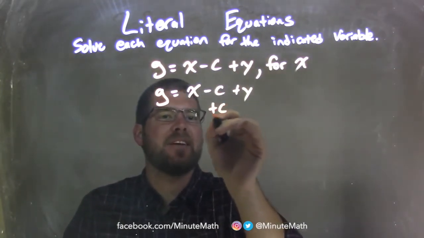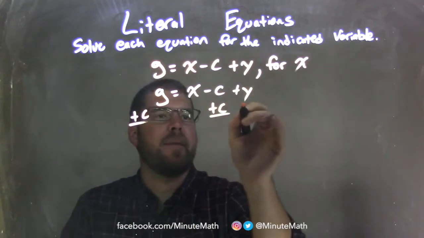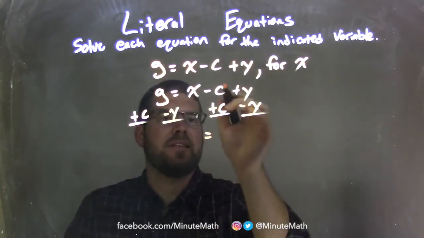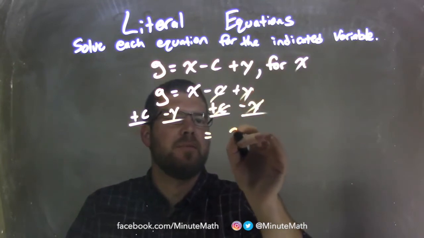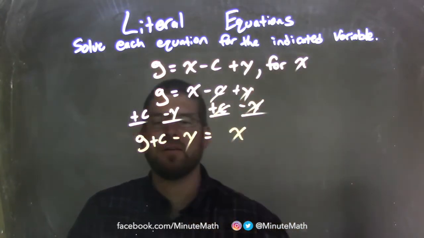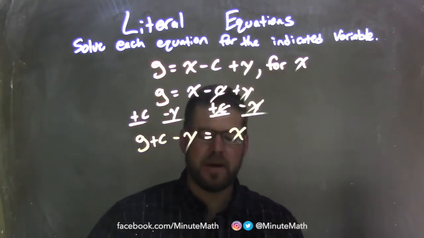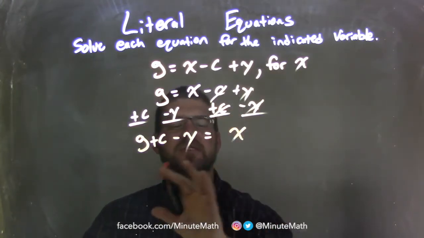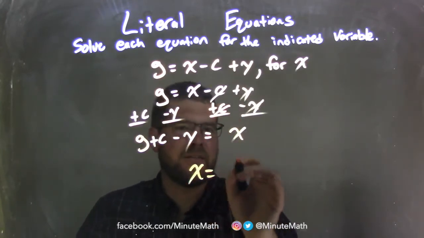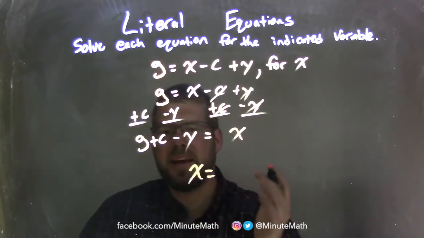I'm going to add a c to both sides, and I'm going to subtract a y from both sides individually. That leaves me with, well, these cancel, leaving an x on the right. And then I just have g plus c minus y on the left. Pretty simple, right? All I need to do now is rewrite it to have x come first, because that looks nicer. The rest is already isolated, or x is isolated, the rest is just there, we can't combine them.